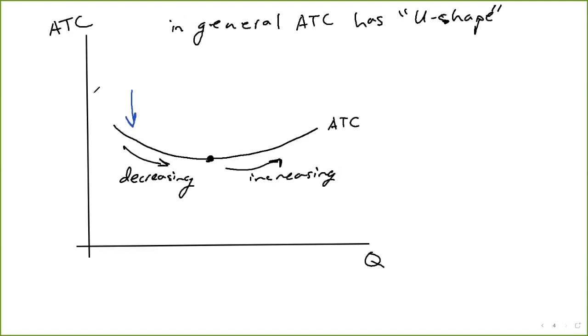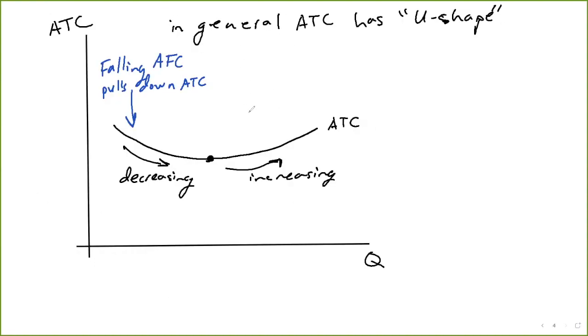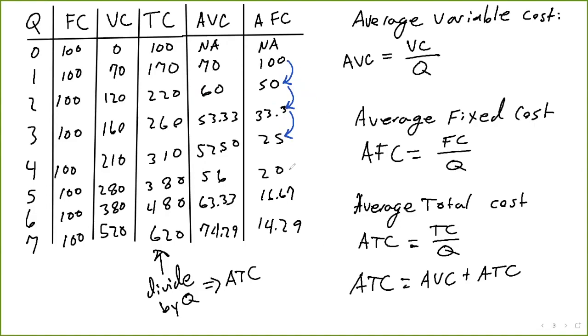So in this first area where we're decreasing, the falling average fixed cost is pulling down the average total cost. So if you go back to our table and look at average fixed cost, it's getting smaller and smaller with each unit, 100 to 50 to 33 to 25. But then at some point, the average variable cost starts pulling average total cost back up.